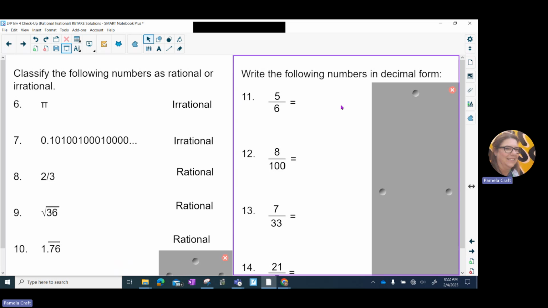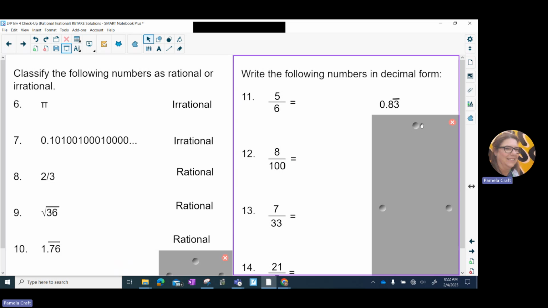For 11 through 14, we were turning these fractions into decimals. So 5/6 would just be 5 divided by 6. And you get 0.83 repeating. Only the 3 repeats, so the line doesn't go all the way to the 8.